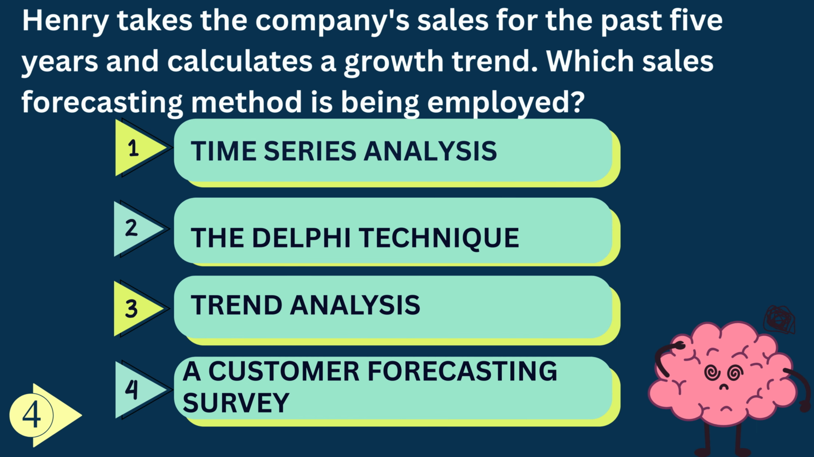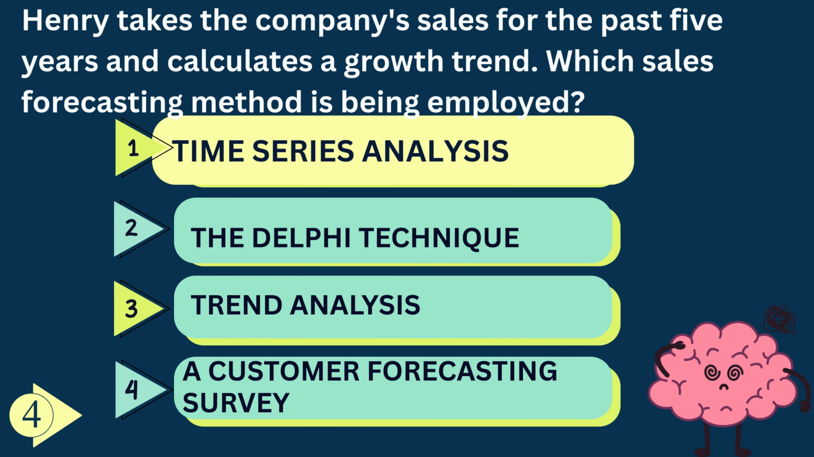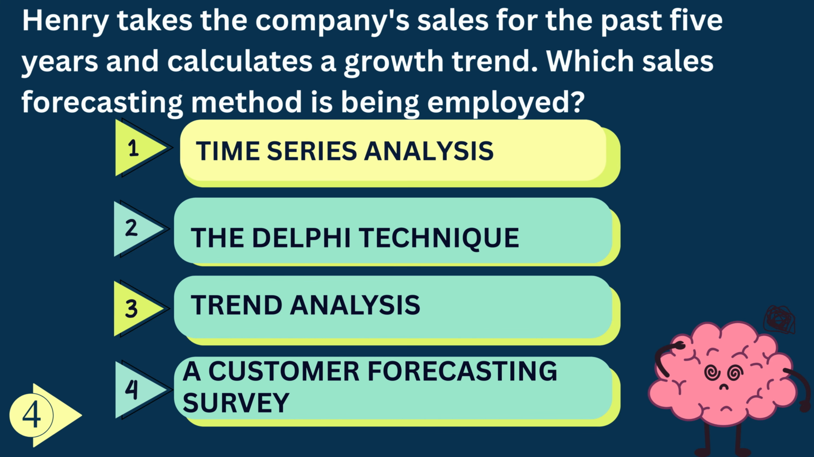Henry takes the company's sales for the past 5 years and calculates a growth trend. Which sales forecasting method is being employed? Option 1, time series analysis; option 2, the Delphi technique; option 3, trend analysis; and option 4, a customer forecasting survey. And the correct answer is option 1, time series analysis.